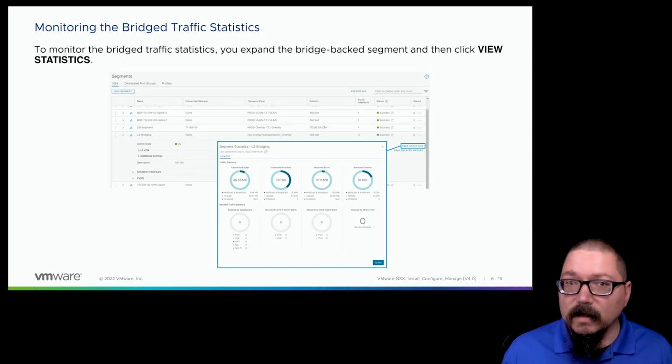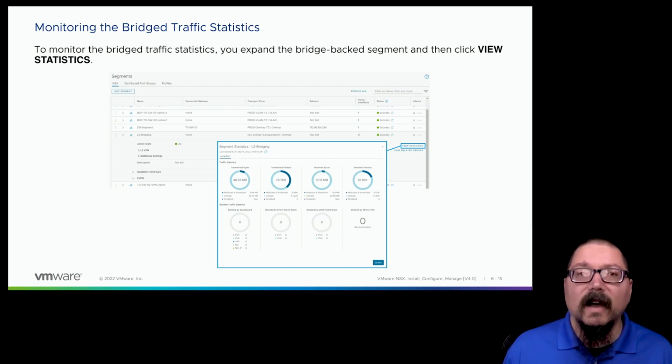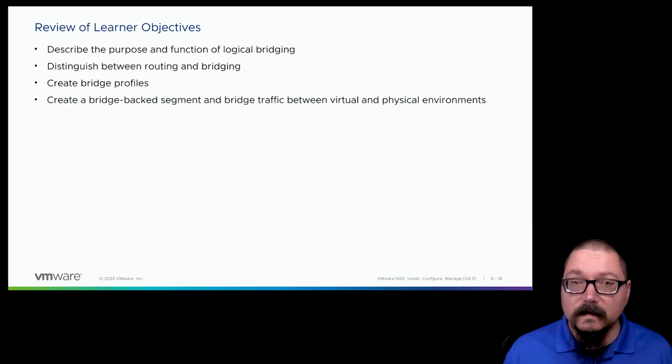Now, can we look at the statistics for what traffic is going across the bridge? Of course we can. If I look at the statistics for the segment, I can see all of that traffic, right? And this is valid for any segment, but on a bridged segment, we also get to see statistics about the bridge. And so that's bridging. There's not a lot to it. It's a pretty straightforward thing.